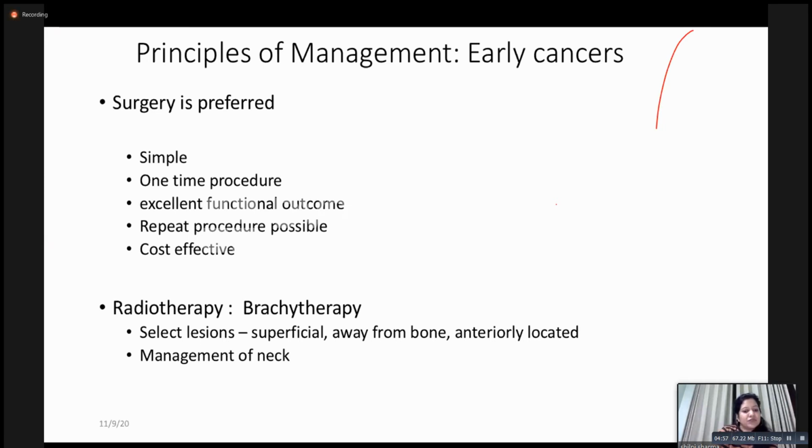Another issue with brachytherapy for tongue cancer in early stages is the management of neck. Now we know we have level 1 evidence that neck must be treated, whether it is T1 cancer or not. So either you have to do elective neck dissection or you have to irradiate it using external beam radiotherapy. So you are using two modalities if you are subjecting the patient to surgery. So that is why surgery is preferred.